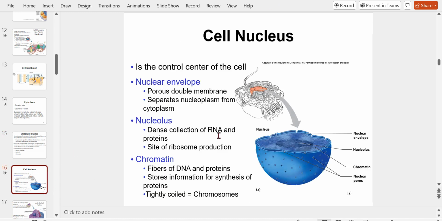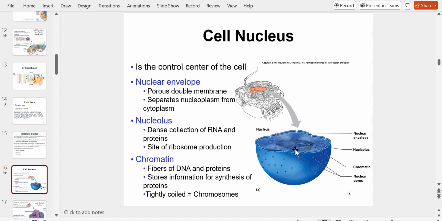So here's your nuclear envelope, okay, and you'll have a look here. The outside, there's your nuclear envelope. Porous double membrane separates the nucleoplasm from the cytoplasm. So it creates an in and an out. Remember cytoplasm, and inside here is what we call nucleoplasm. Just the same thing, but inside the nucleus.